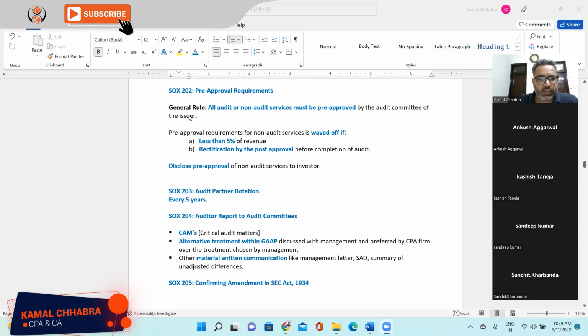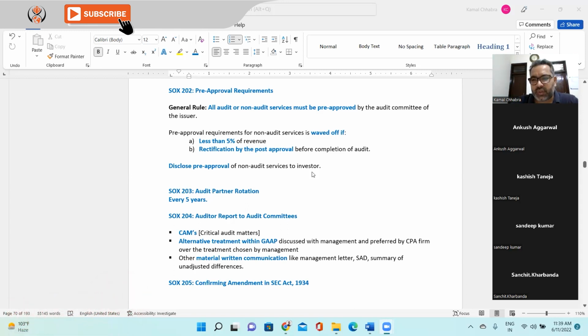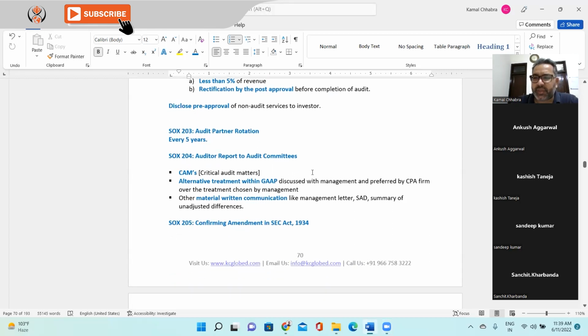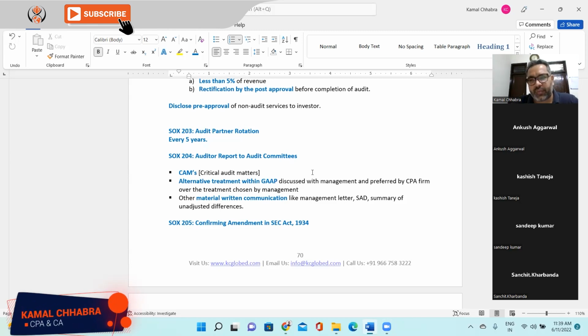This is SOX 202, disclosure of pre-approval of non-audit services to the investor. That means all the non-audit services which you are providing need to be disclosed to the investor also. In the MD&A section, the company provides the disclosure of all the audit services and audit fees they are paying and all non-audit services they are taking from the CPA. That is also part of your MD&A, so it goes in the 10-K. In the 10-K, it is a mandatory requirement to submit disclosure of audit services and non-audit services, audit fees and non-audit fees.